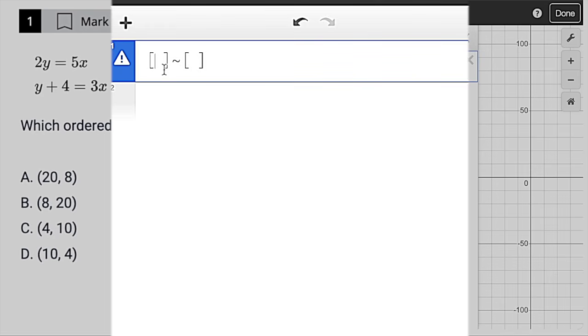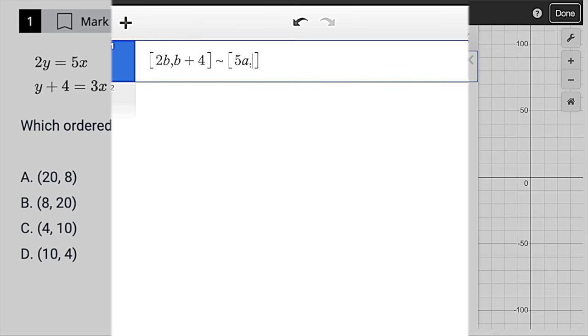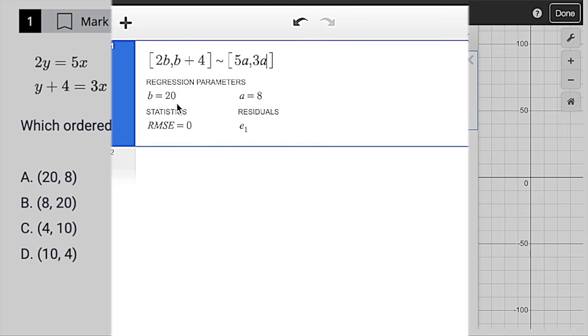So since our first equation, the left side is 2y, we would say 2y, or in this case, I'm going to say b for y. And then the left side of our second equation is y plus 4, so I'll say b plus 4. On the right side, since the first equation is equal to 5x, I'm going to say 5x, but in this case, I'm changing x to a, comma, 3x, so 3a. And as you can see, it is now giving us the value of both x and y. We just have to remember that we set x as a and y as b. So we're looking for the point (8, 20), which is choice B.